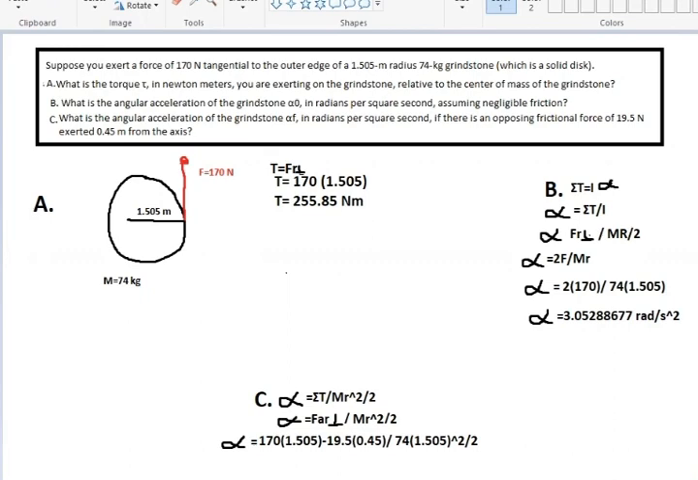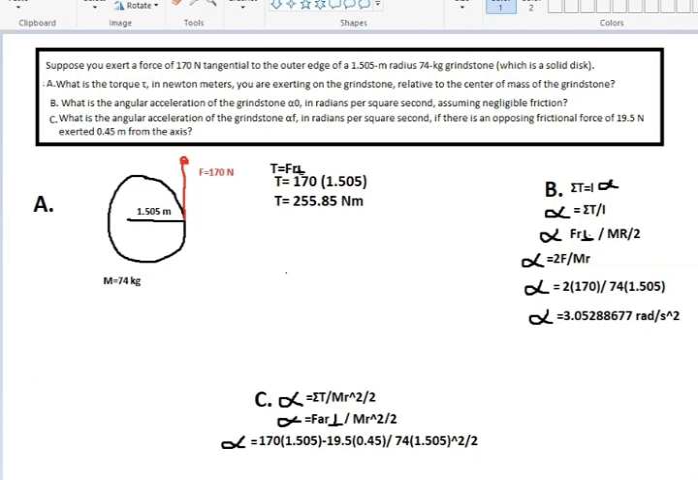So starting off, you would write an equation down for the values that you were given above. So you would have torque is equal to the force times the perpendicular lever. So then you would add in your values. Your F would be 170 Newton, and your perpendicular lever would be 1.505 meters. This will give you 255.85 Nm.